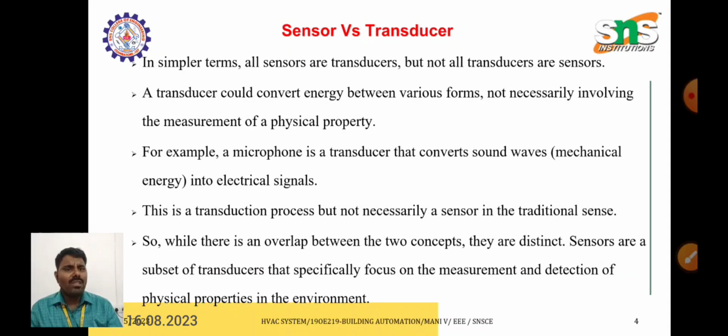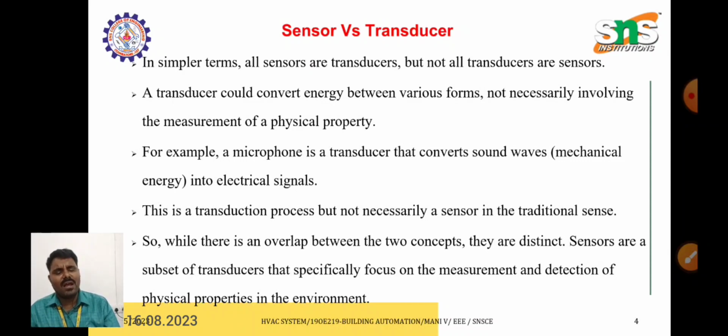Here, all sensors are transducers. Just you can think, all sensors are transducers, but all transducers are not sensors. That means, just we can see the sensor. First we are sensing the physical quantity. The sensed quantity is converted into some other form. That is a sensor. But a transducer doesn't have any sensing property. It doesn't sense any physical property.